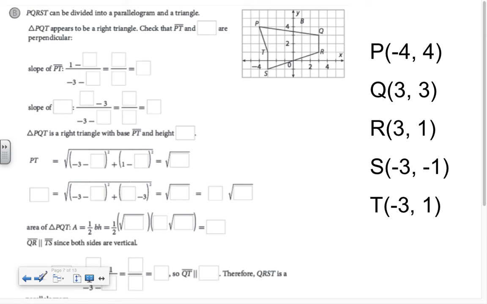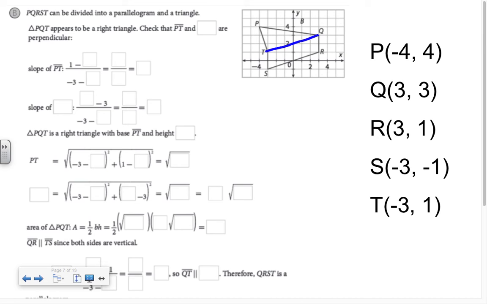And we're going to do that here. Again, I'm trying to speed up the process a little bit without slowing my video down. I've already identified the coordinates of the points, as you can see on the right side of your screen. And so we're going to take PQRST and break it up into smaller pieces. They're already telling us, go ahead and break it up into a triangle and a parallelogram.